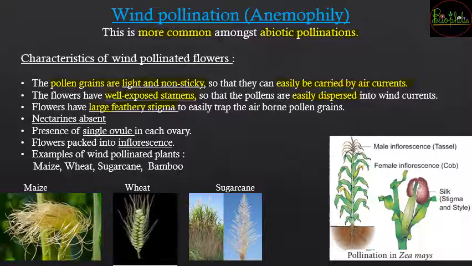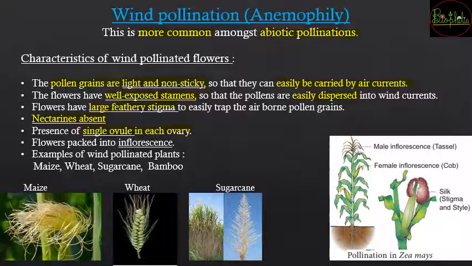Now here is an important characteristic, that is wind pollinated flowers will not have nectaries, meaning these flowers are not going to produce any sort of nectar. One more important thing, that is the presence of a single ovule. A single ovule in every ovary, so that however many pollen grains come, they have a better chance to fertilize the single ovule.